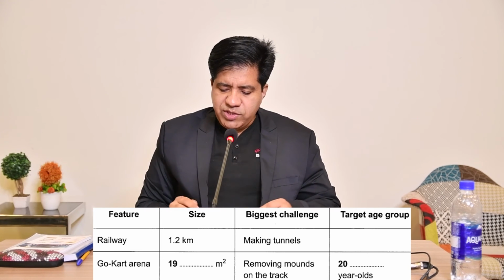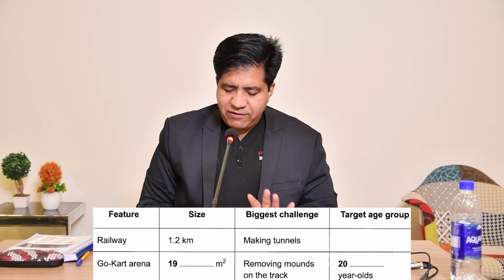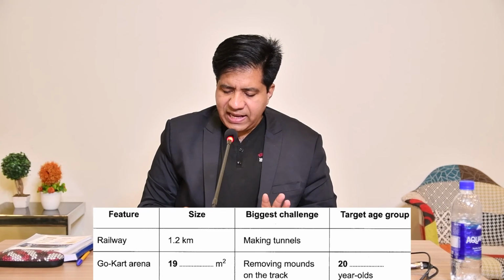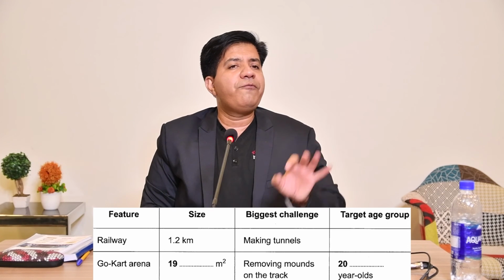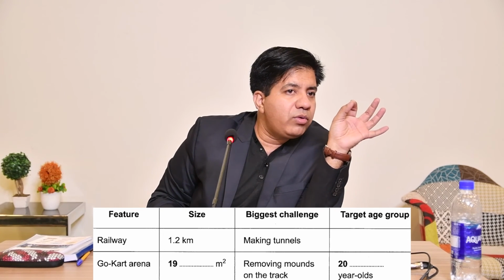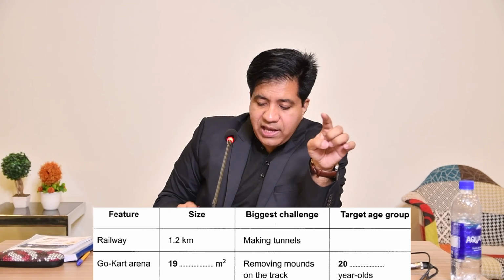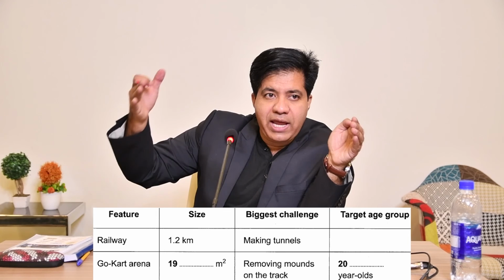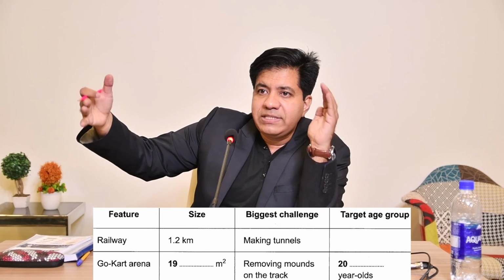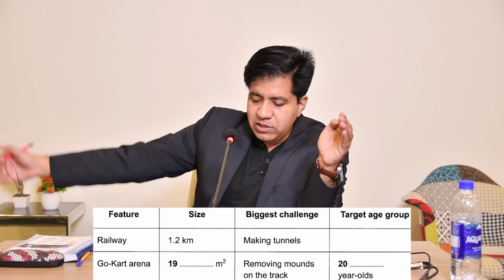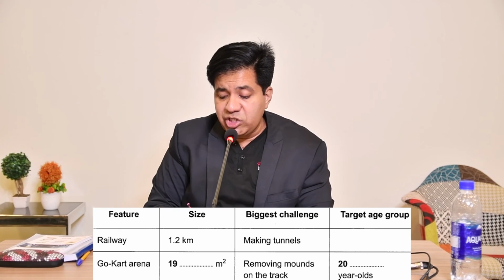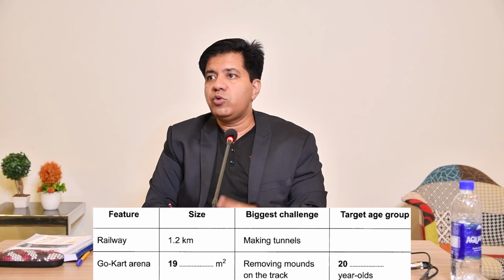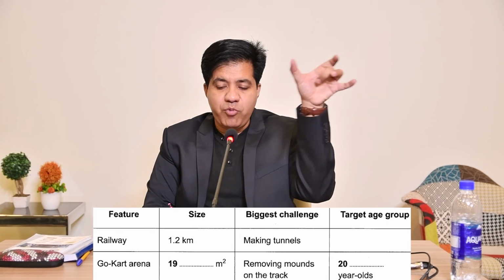Okay, next question number 20. They've mentioned removing mounds and then they say target age group. Now very simple, whenever they talk about target age group, that is why they wrote numbers. So target age group can be 5 to 10, 6 to 12, 7 to 11. And then they mentioned year olds, so it's going to be that bracket.